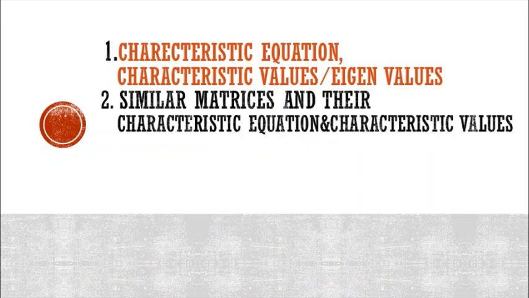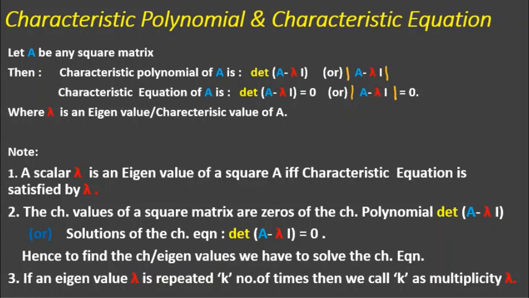In this lesson, I am going to explain the following 2 points. First one, characteristic equation, characteristic values or eigenvalues. And the second point is similar matrices and their characteristic equation and characteristic values. Let us first look at the definition of characteristic polynomial and characteristic equation.